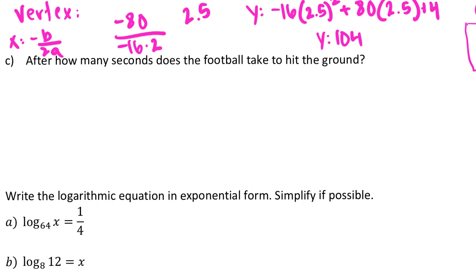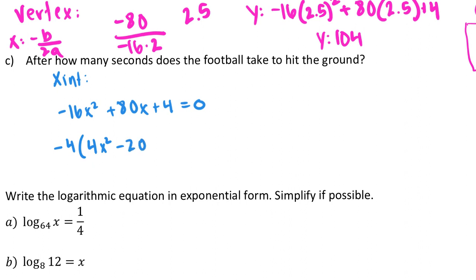Okay, question C. It says, after how many seconds does the football take to hit the ground? This is the x-intercept. To find the x-intercept, we're going to take our equation and set it equal to 0. Let's go ahead, and I'm going to factor a common factor out. You don't have to do that, but it might be smaller numbers to work with, which would be nice. Minus 20x minus 1 equals 0.